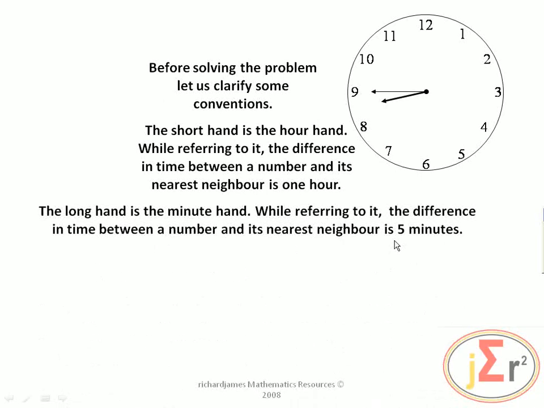The long hand is the minute hand. While referring to it, the difference in time between a number and its nearest neighbor is 5 minutes.